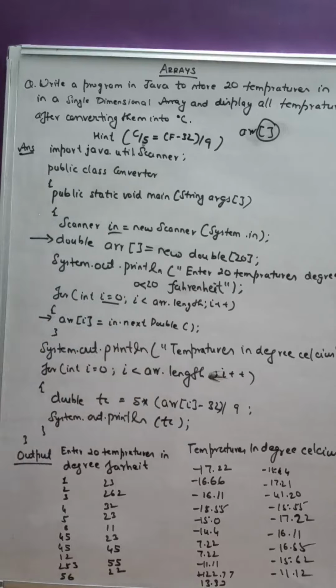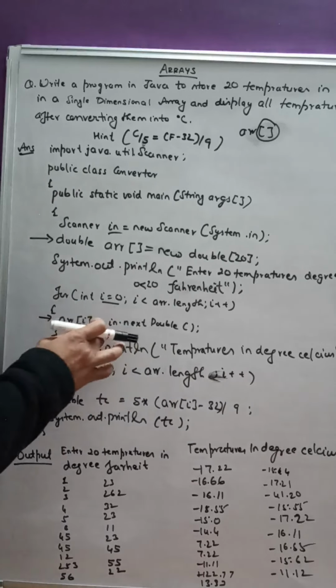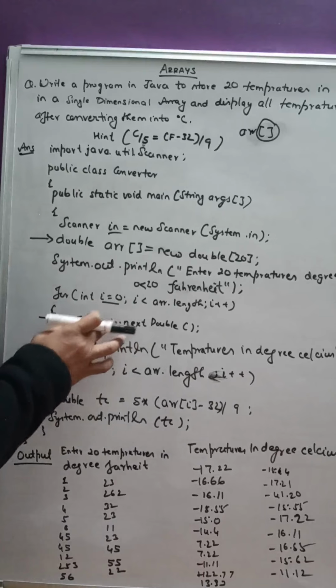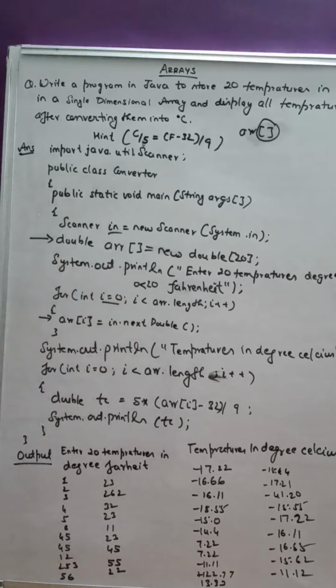So first you will be entering the value. Once you enter the value, this value will be placed at the 0th index. In a similar way, this process will be repeated 20 times and all the values will be entered one by one in the index of array elements.